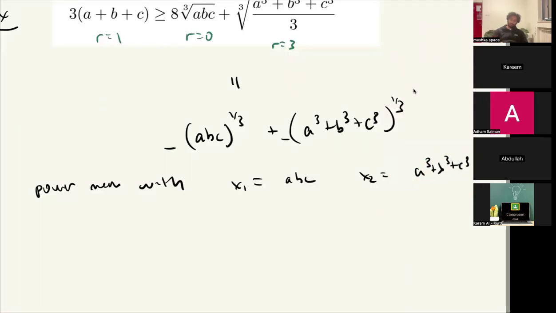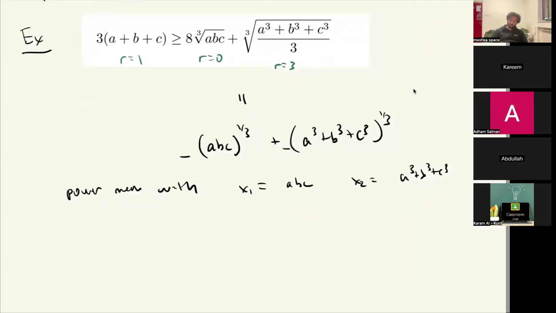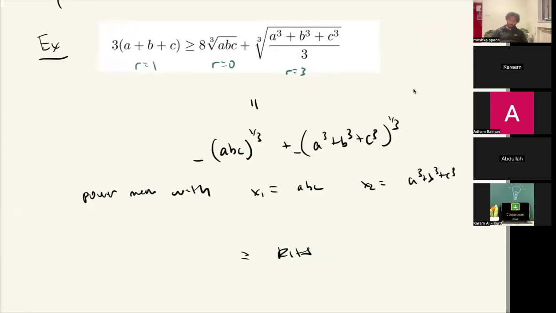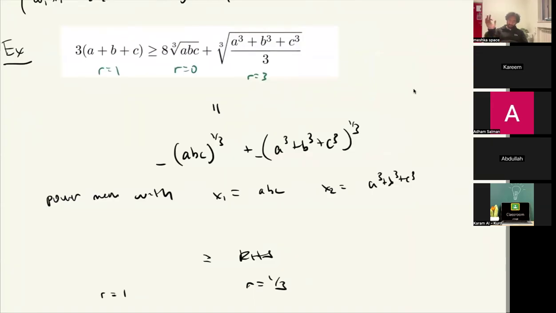The idea is to look at this and say, I don't know how to deal with these cube roots, but I can express this as some kind of weighted mean using these terms. Then the inequality should be that whatever's on the right-hand side should be less than or equal to, since this is r equals 1/3, and I can compare it to r equals 1, because with r equals 1, I'll get rid of the cube roots.